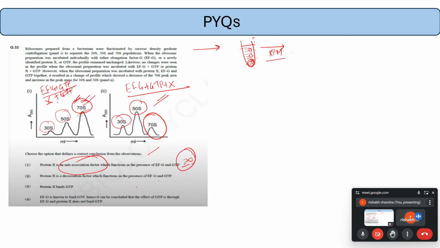The second option: protein X is a dissociation factor which functions in the presence of EFG and GTP. So yes, this option might be correct, because here, when all three were there, the EFG, GTP, and X, the 70S peak is reduced as compared to the 50S and 30S peaks. So here it would act as a dissociation factor.